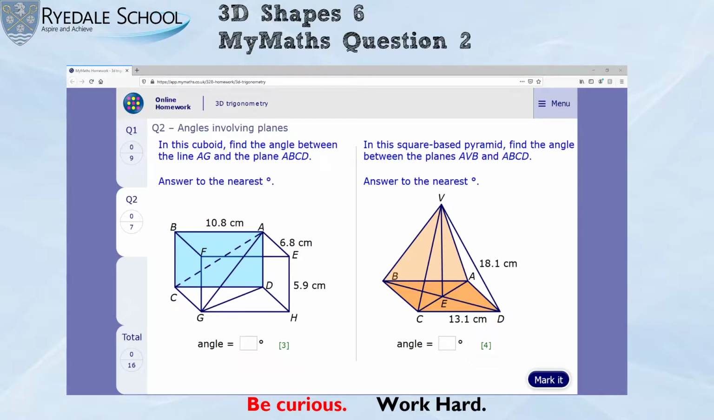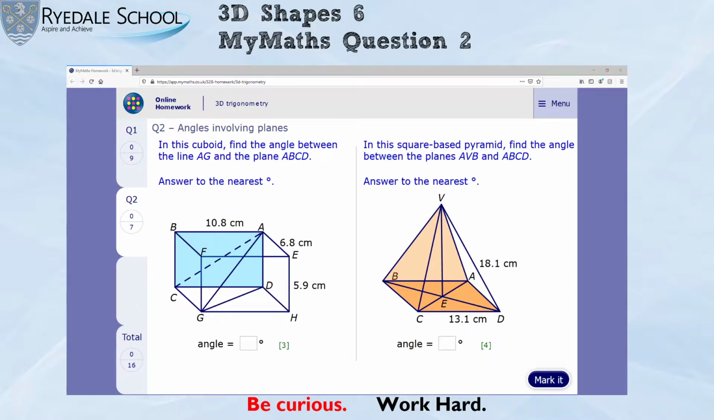Hello, Year 10. One or two of you have been in touch about the most recent MyMaths homework. I think it was for lesson 3D shape 6, and in particular the very last question to do with the pyramid. The first thing I want to make super clear is this is incredibly challenging maths. If I was to give this a GCSE grade, I would call this pyramid question a grade 9 question for sure.